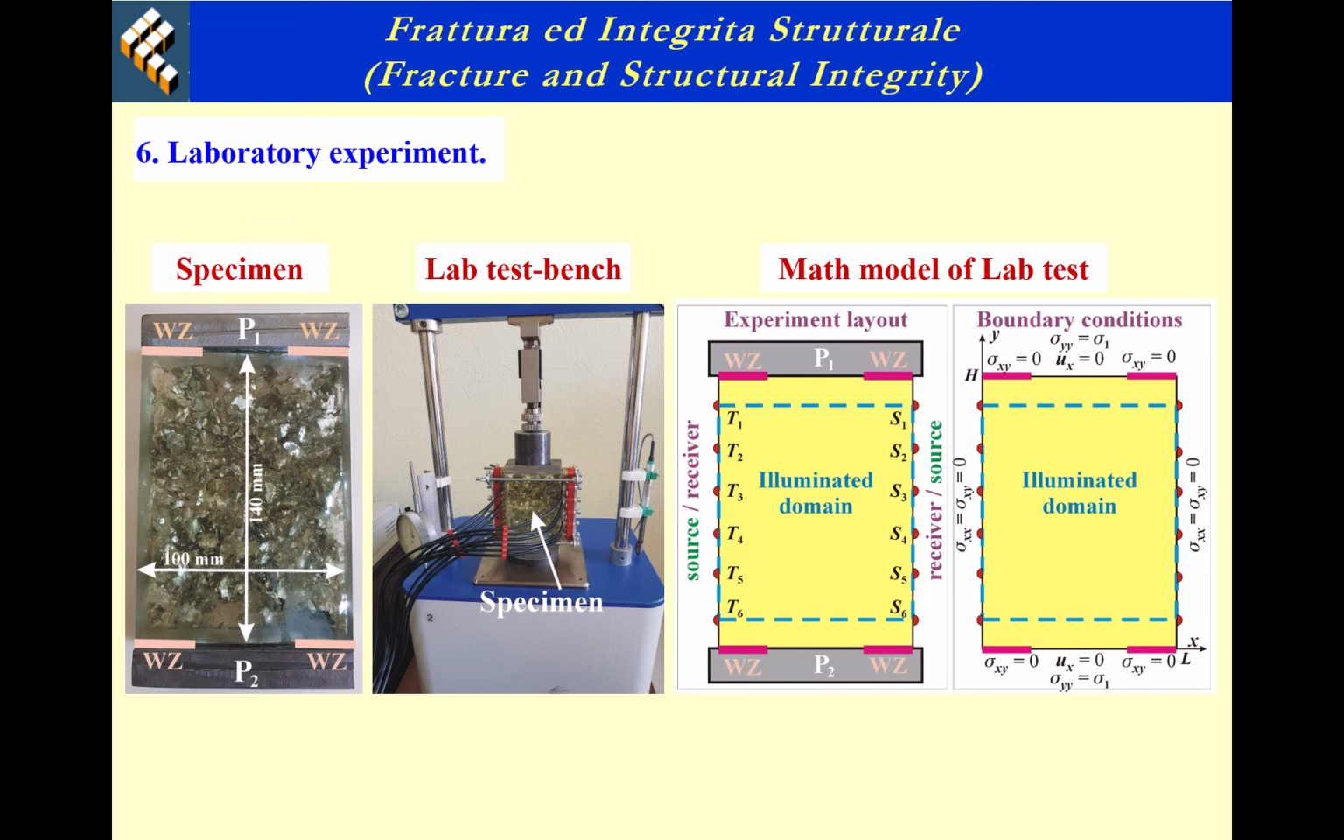Lab test procedure. We manufactured an artificial specimen, created weak zones on the specimen press plate interfaces, performed sounding at different levels of loading and conducted tomography on the specimen by sounding data. We developed the mass model of the lab test.